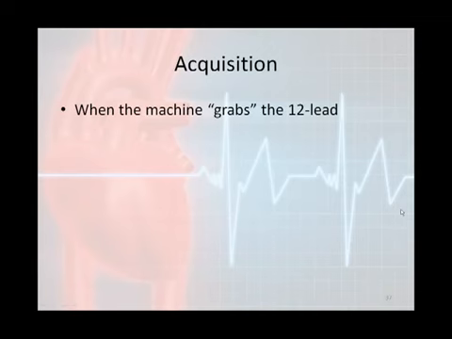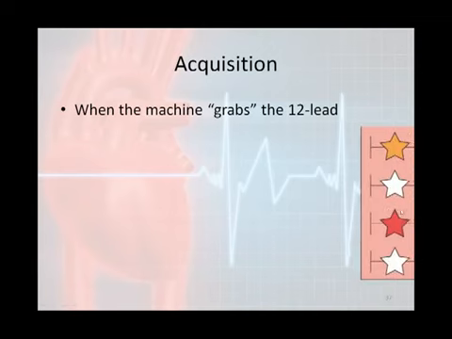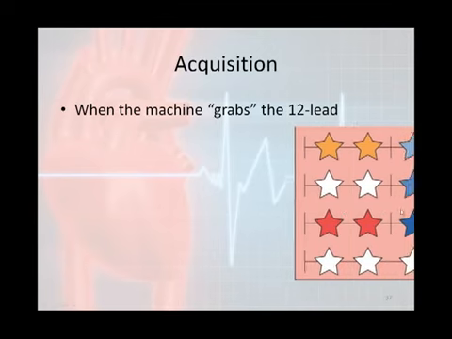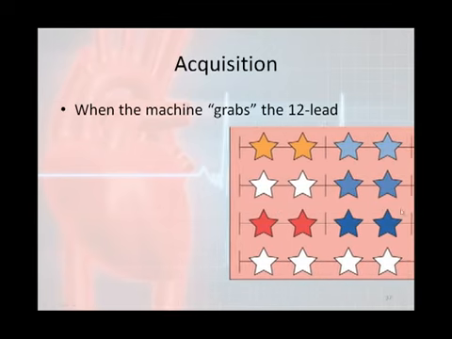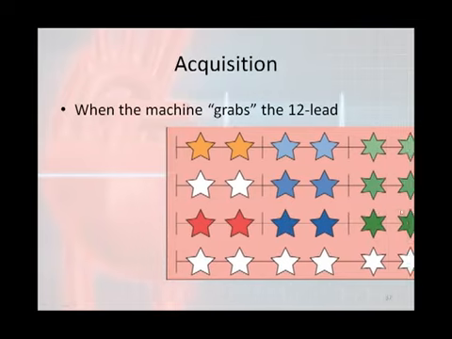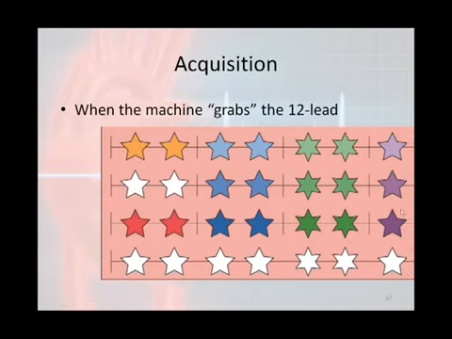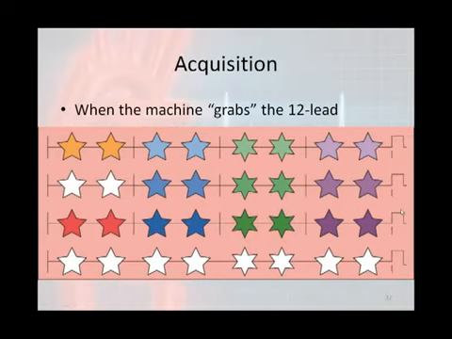As the picture comes across the screen, the stars that appear horizontally, to the left and to the right, are complexes that occur as the heart is beating in real time. As the stars appear vertically, up and down, that is the exact same single complex in 3 to 4 different views or leads. If you look at lead 1, for example, up here would be lead 1 right here. You have an orange star in lead 1, a white star in lead 2, and a red star in lead 3.